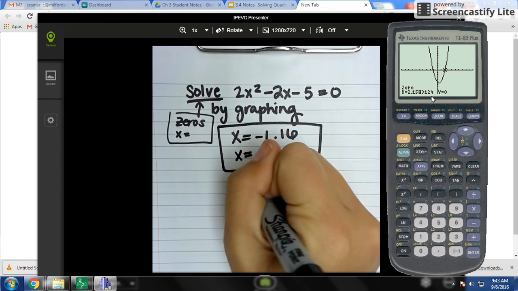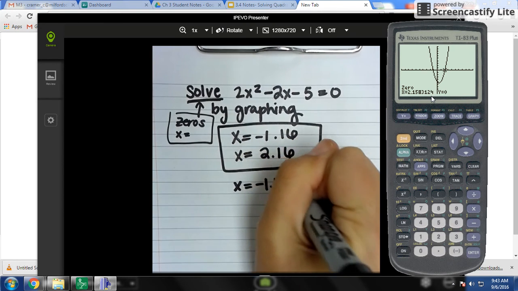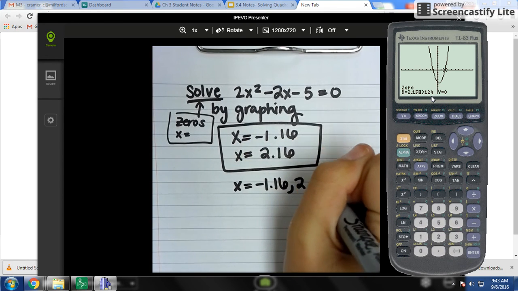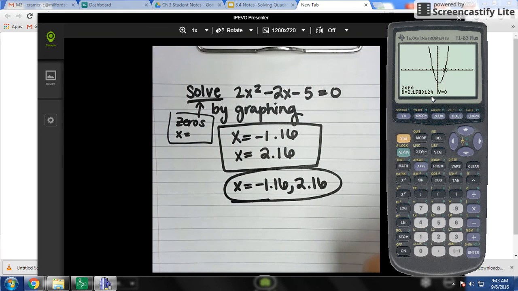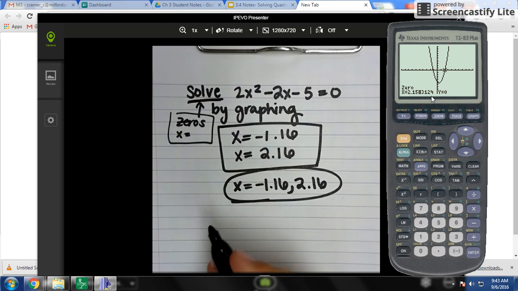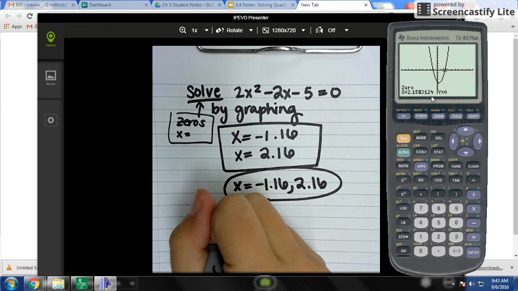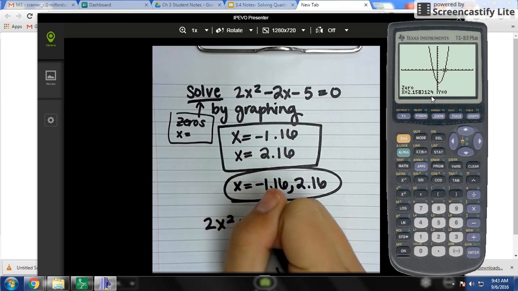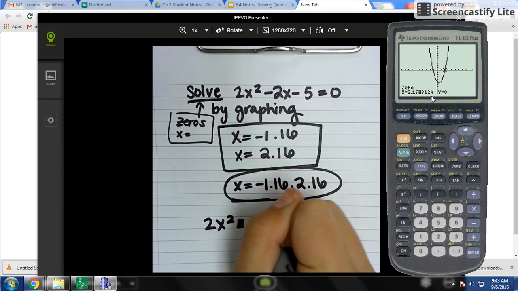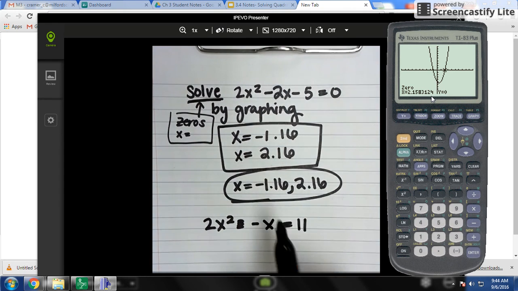We can also write it as x equals negative 1.16 and 2.16. Alright, so the second example I'm going to give you is when you have an equation that is not set equal to 0. Here we have 2x squared minus x equals 11.